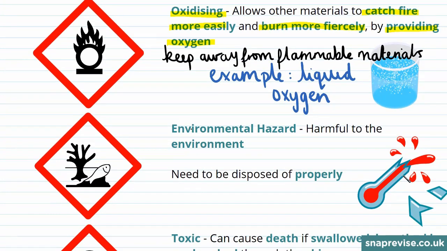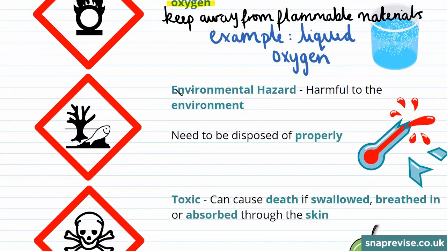Our third warning symbol that you might see on bottles of chemicals in the lab is the symbol that tells you that something is an environmental hazard, and therefore that it's harmful to the environment.